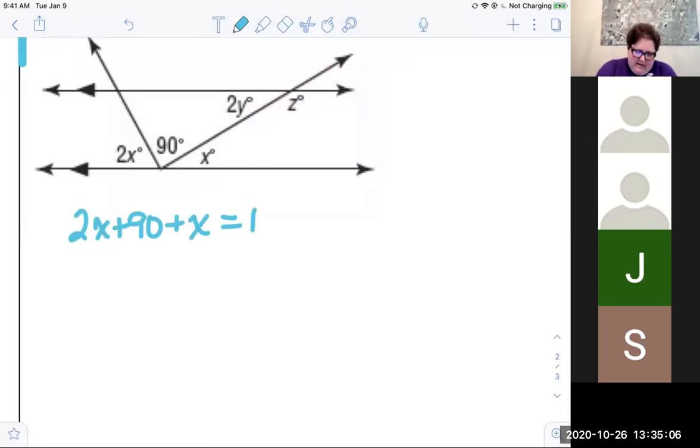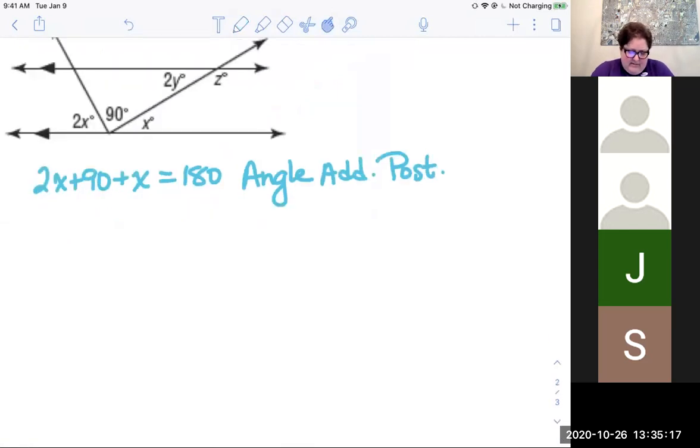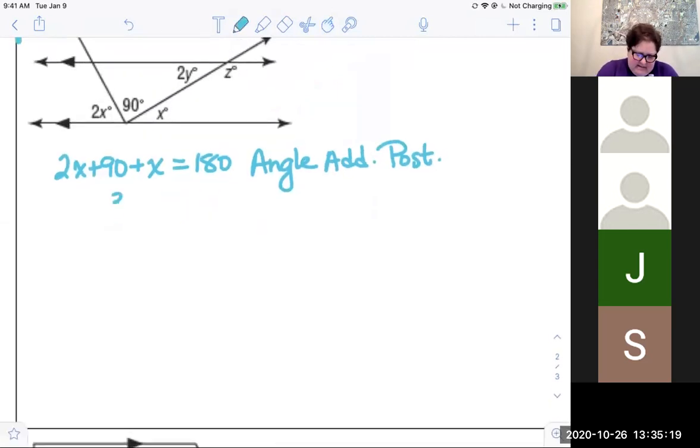And that's going to be the angle addition postulate. Yeah. Because we're saying that those 3 angles add up to 180 degrees. Okay, so if we solve that, that's 3x equals 90, x is 30. So we have x.